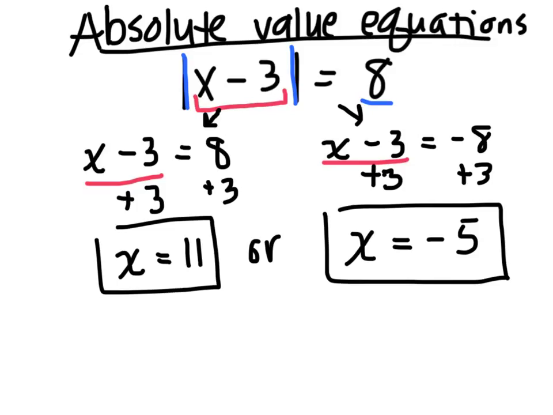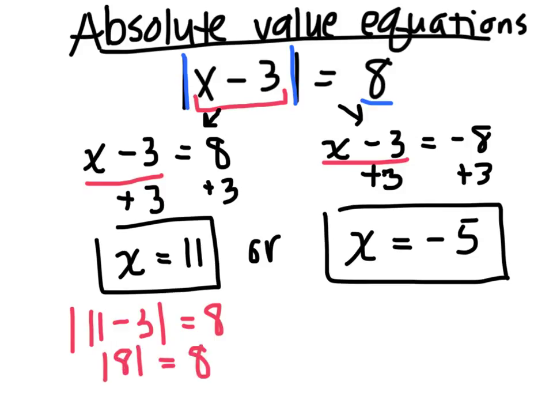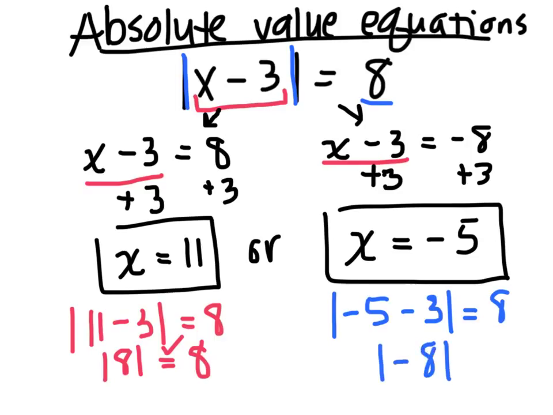To check that, I can plug in 11 to my original equation to see if I do in fact get a true statement. 11 minus 3 is 8, and the absolute value of 8 is 8. So 11 is a solution. I can also check to see if -5 is a solution by plugging that into the original equation for x. -5 minus 3 is -8, and the absolute value of -8 is in fact 8. So both 11 and -5 end up being a solution to my equation.